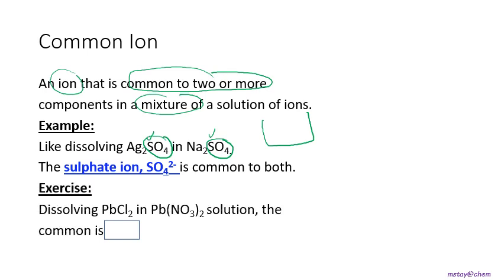Now let's do one example. When we try to dissolve lead 2 chloride into lead 2 nitrate, in this case we will notice that the common ion between these two substances is the Pb2+. So a common ion can have either a positive charge or a negative charge. The main point is they must be common in two or more compounds.